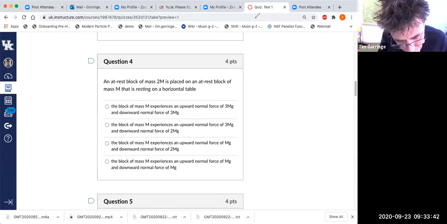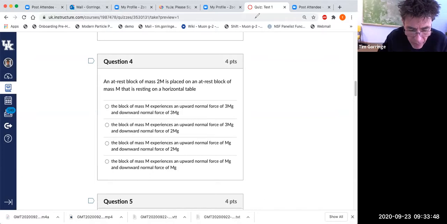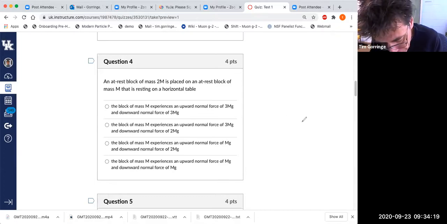In question 4, we're told that we've got an arrangement where we've got a block of mass 2m placed on a block of mass m that together are placed on a horizontal surface. And we've got to comment on the sizes of the normal forces that are experienced by that mass m that's in the middle of this sandwich between the mass 2m and the horizontal table. Let me just draw the arrangement.